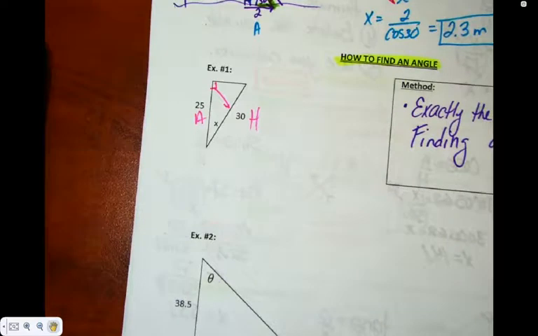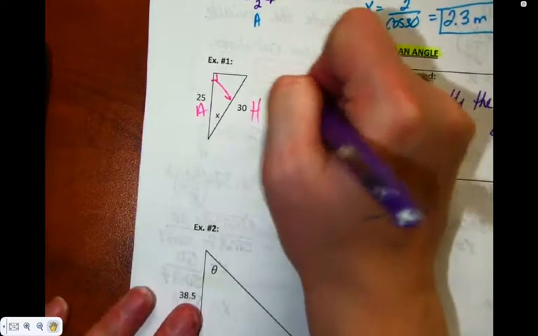Step number 2 was? Pick the formula. And what's the acronym that we use to memorize the formulas? SOHCAHTOA. Again, it's always up there on my wall, so we're looking for A and H. SOHCAHTOA. COS. So we're writing down the formula.